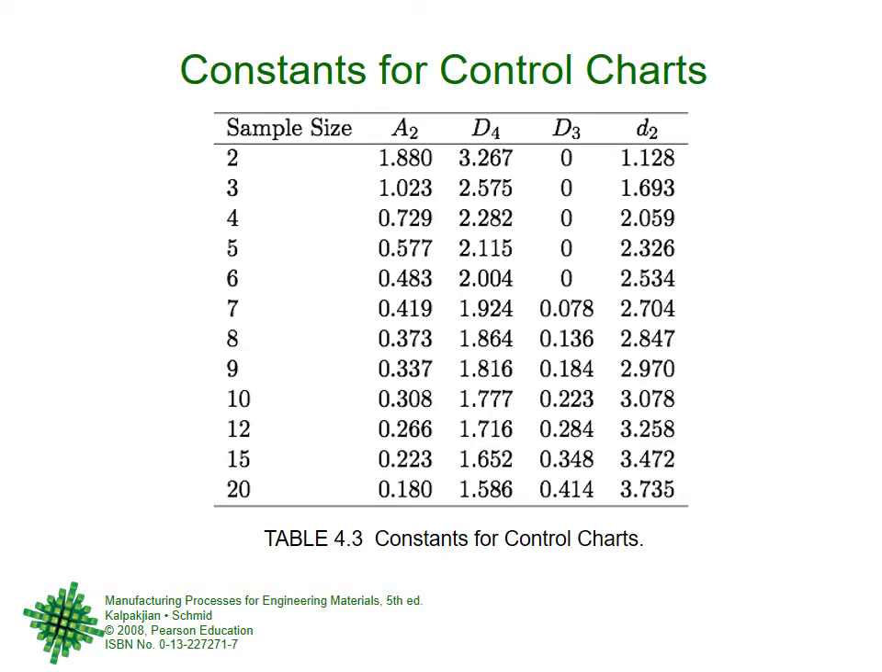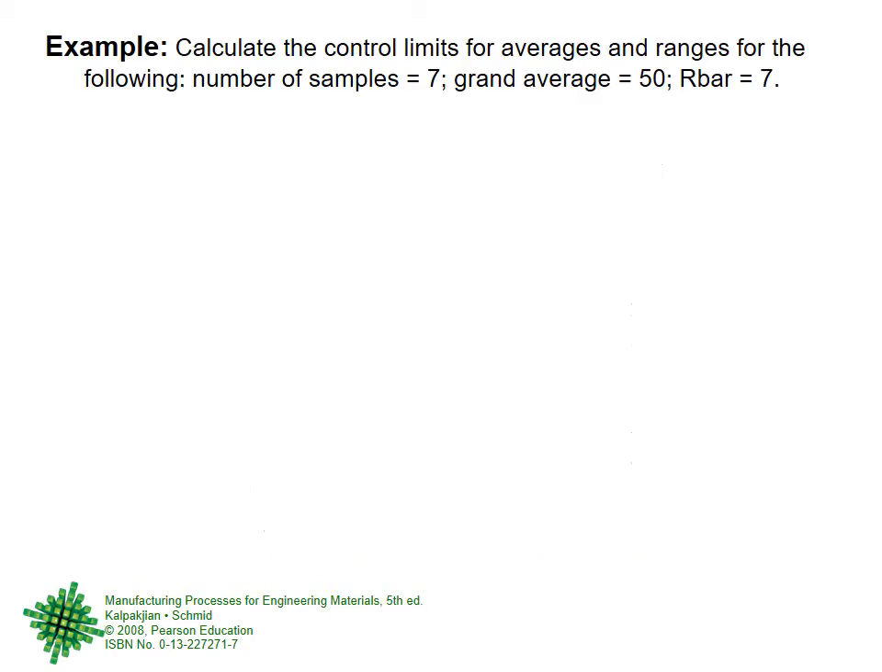So within a day, maybe you're testing 8 times. That is not the sample size. That is the number of samples, right? Sample size means that in each sample, how many pieces are you testing? 5 pieces each time, 10 pieces each time. So based on that, you can find these constant values which were there. So therefore, the calculations are very, very simple.